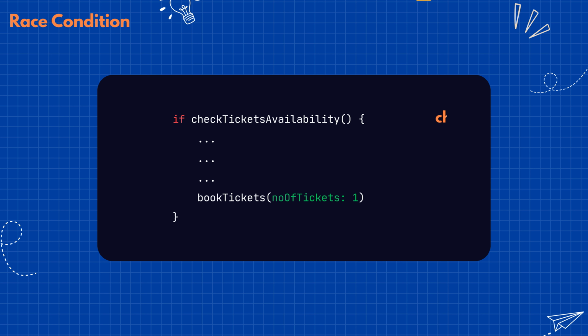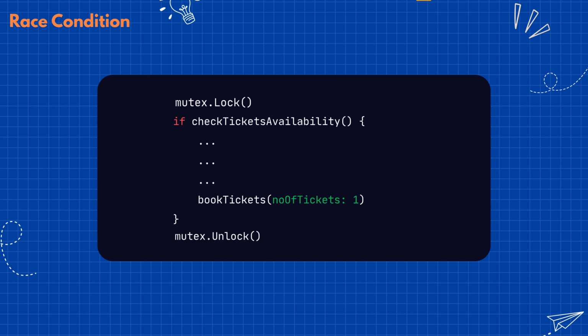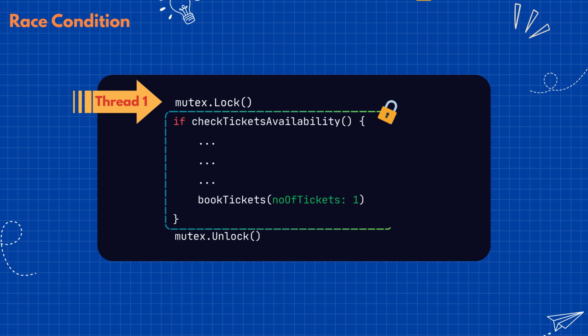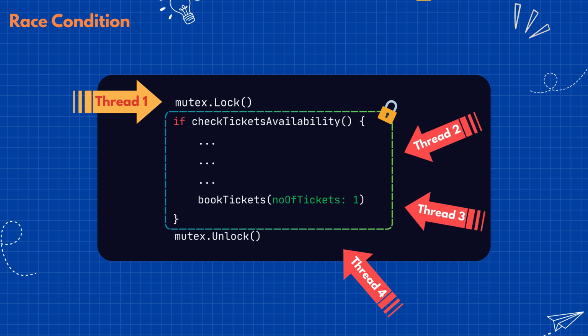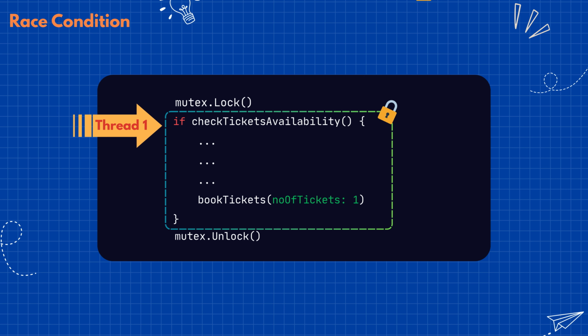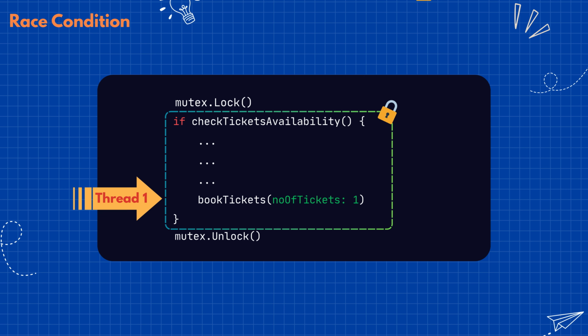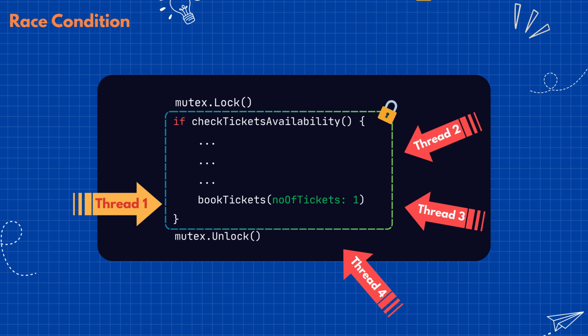We need to make sure the check and the action happen together so that no other thread can interfere in between. The easiest way to do this is by using a mutex to lock the critical section of code. When the mutex.lock function is called, thread 1 acquires the lock on this block of code. While it holds the lock, no other thread can enter this section. So thread 1 can safely perform the check, run through any intermediate logic, and finally call the bookTickets function. Because the entire block is locked, no other thread can change the ticket availability during that time. Everything remains consistent and predictable.